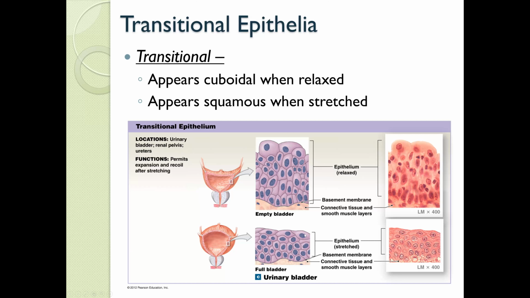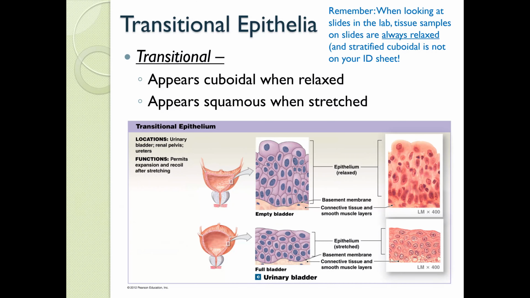So you can find transitional epithelium in your urinary system. You can find it in the bladder, the renal pelvis, which is a part of the kidney, and ureters. It functions to allow expansion and recoil after stretching. So again, think of how your bladder can stretch out when it's full of urine, but then it can recoil back to its normal shape.